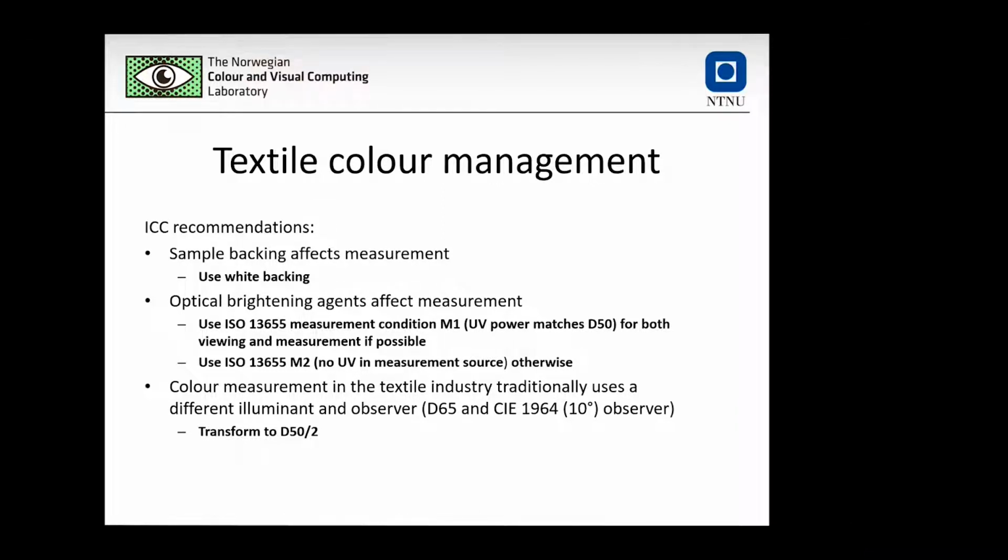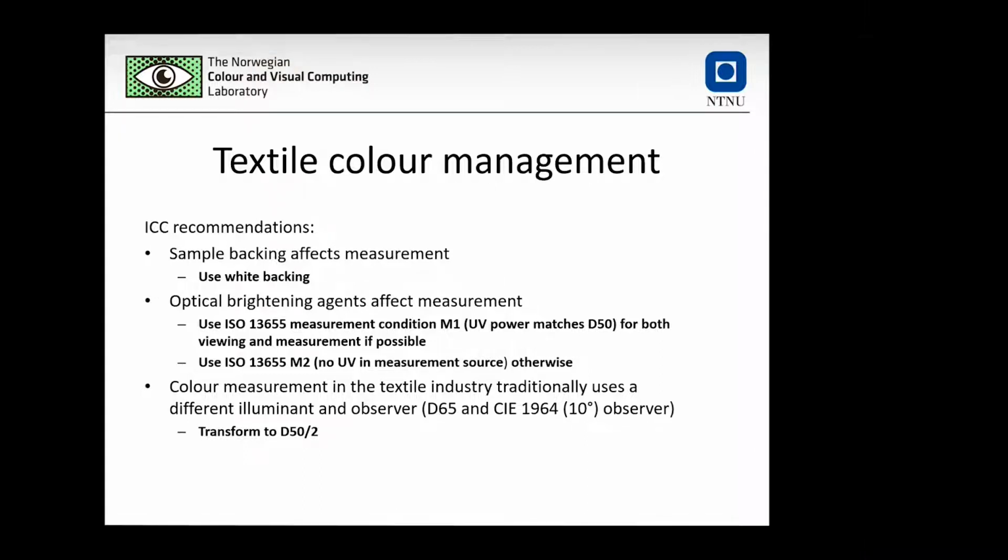And otherwise, which I think is probably more common for textiles, is that you exclude the UV from the measurement source, and that corresponds to condition M2. So that's a sort of safer bet if you don't think you can actually match the approval condition, viewing condition, with the measurement.